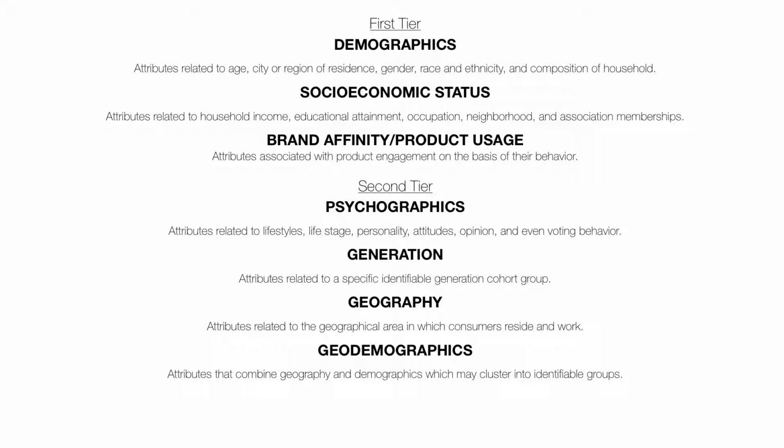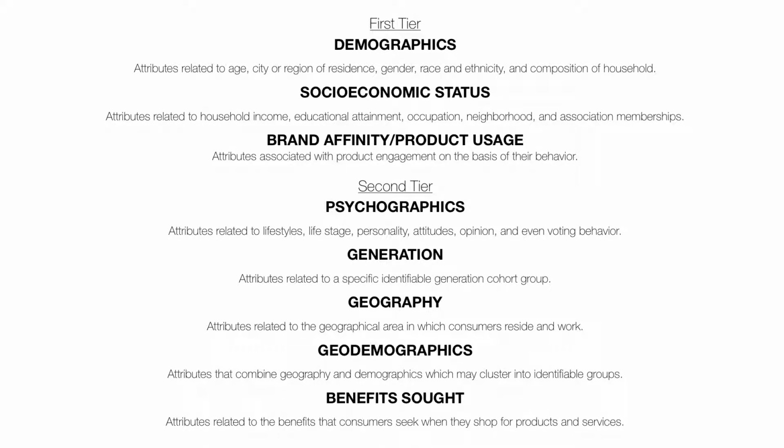Geodemographics, which describe the attributes that combine geography and demographics, which may cluster into identifiable groups. And finally, benefits sought. This describes the attributes related to the benefits that consumers seek when they shop for products and services.